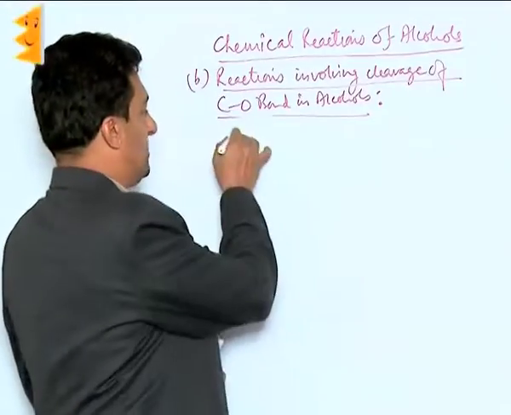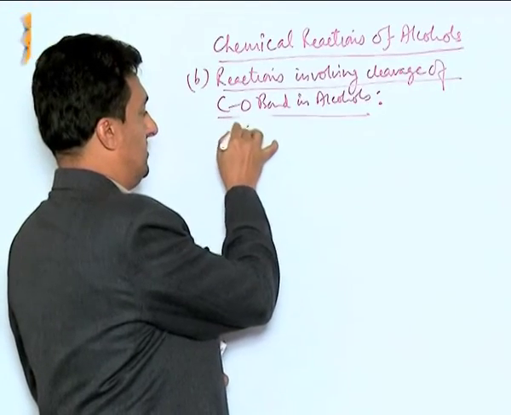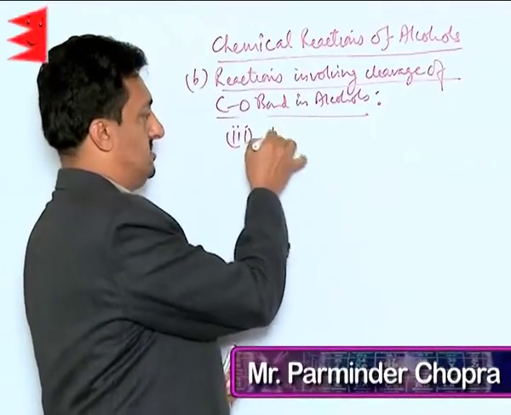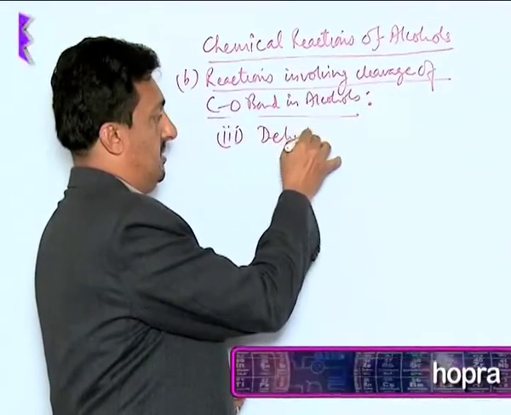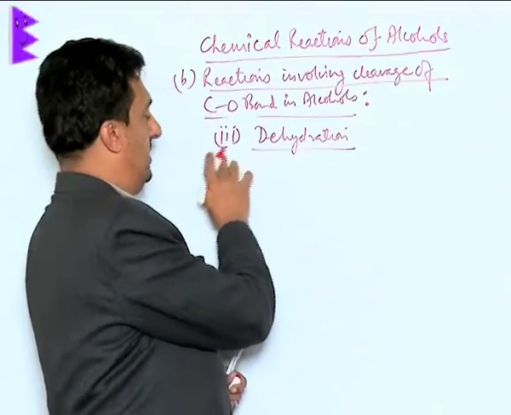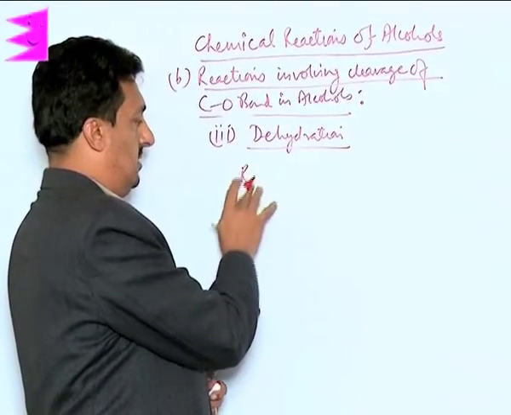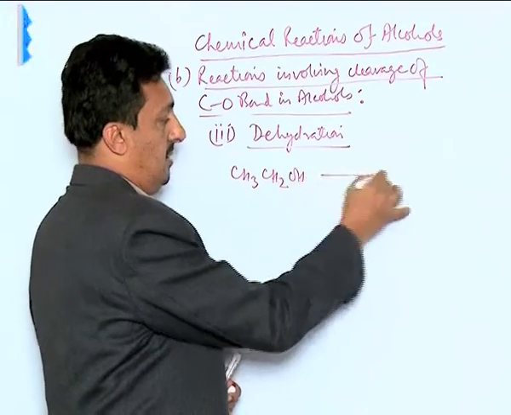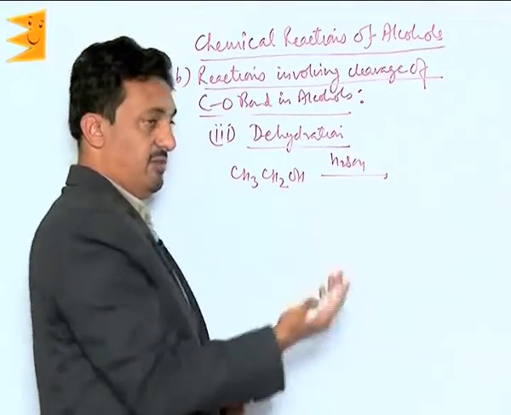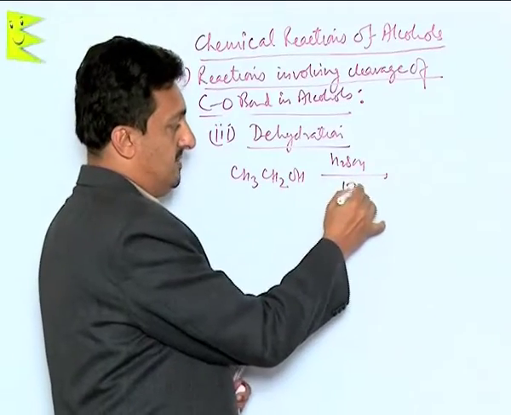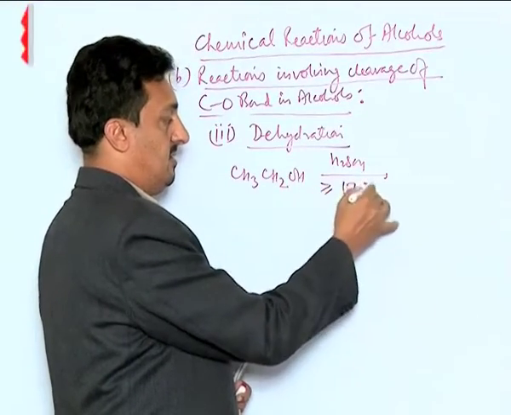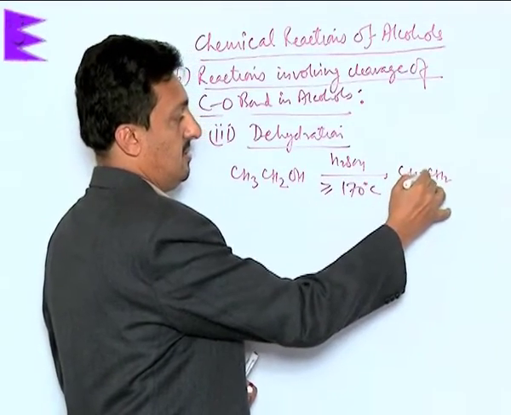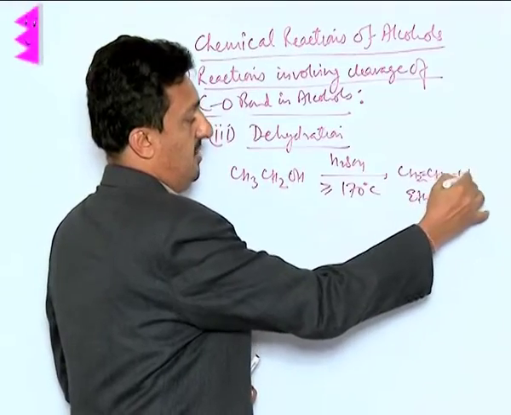The third category of reaction involving the cleavage of the C-O bond is the reaction involving dehydration. So we write it as dehydration reaction. Let us take the example of ethanol. When reacted with sulfuric acid or phosphoric acid at around 170 or above degrees Celsius, it leads to the formation of alkene. So ethene is formed along with water.